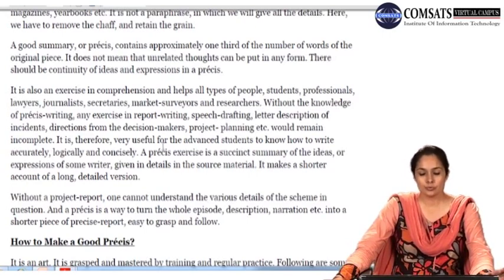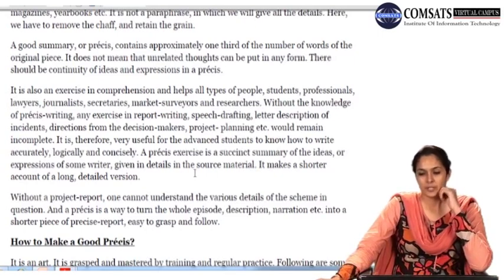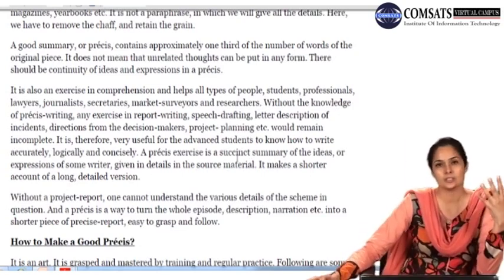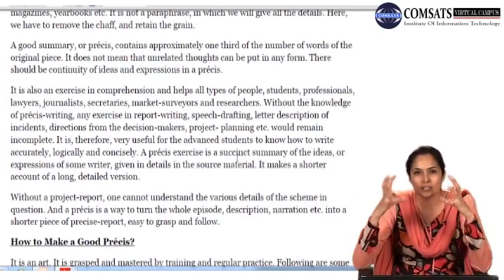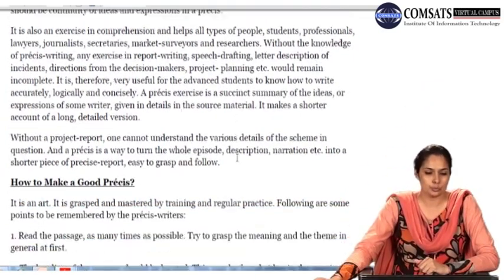It is therefore very useful for the advanced students to know how to write accurately, logically and concisely. A Prezi exercise is a succinct summary of the ideas or expressions of some writer given in detail in the source material. It makes a shorter account of a long detailed version. It is a succinct summary. That means succinct means that irrelevant points have been removed, very concise and comprehensive. So that is how your Prezi is supposed to be.